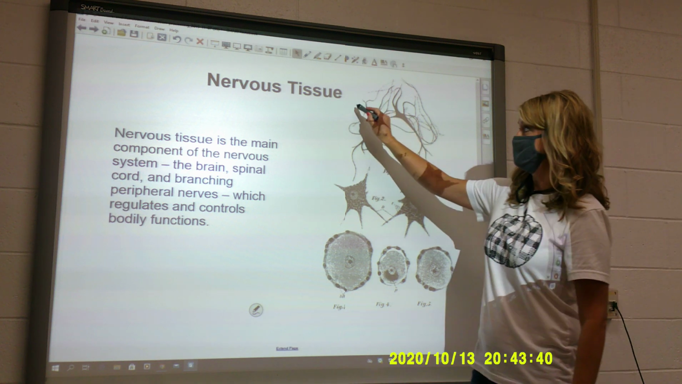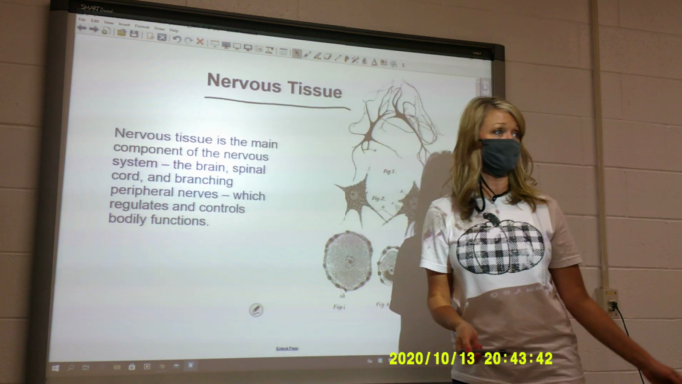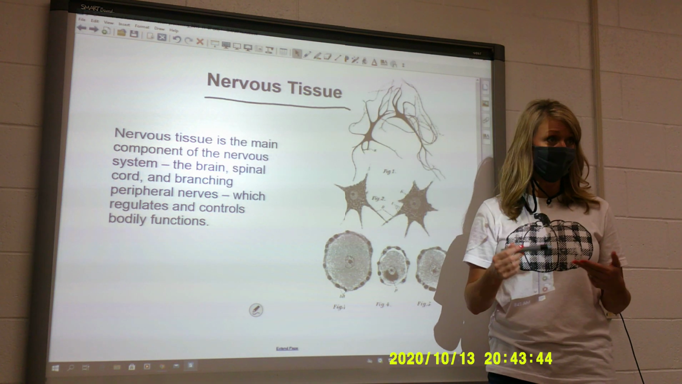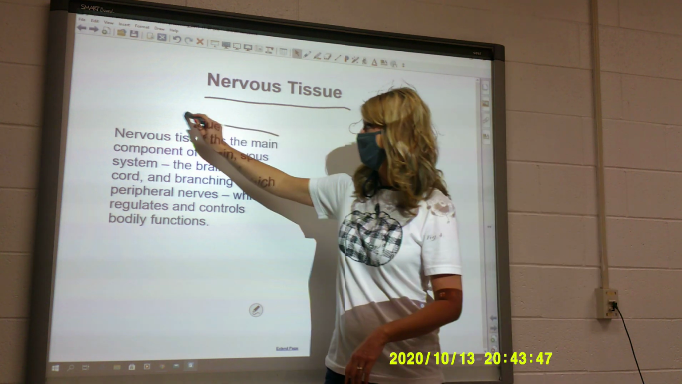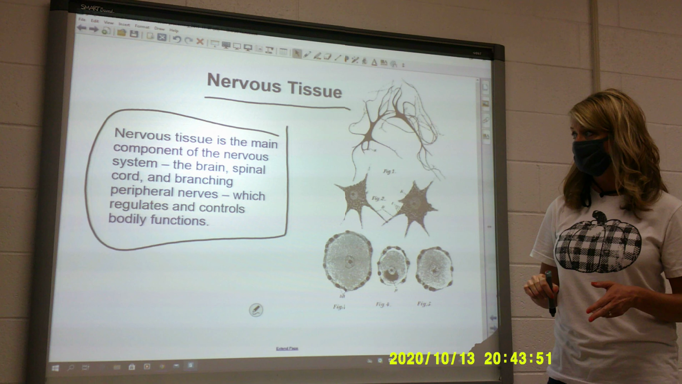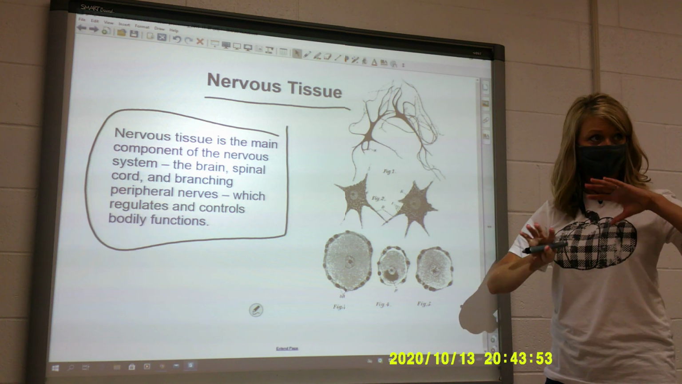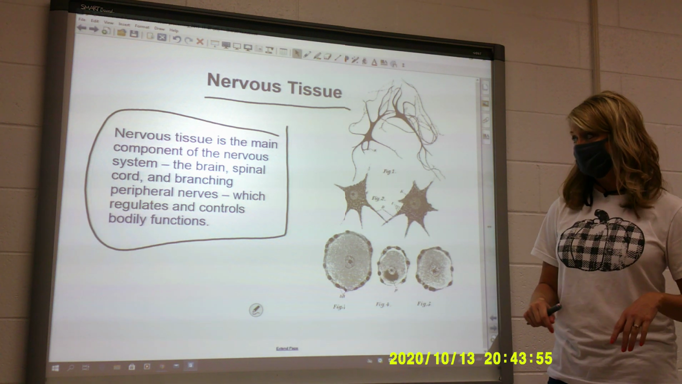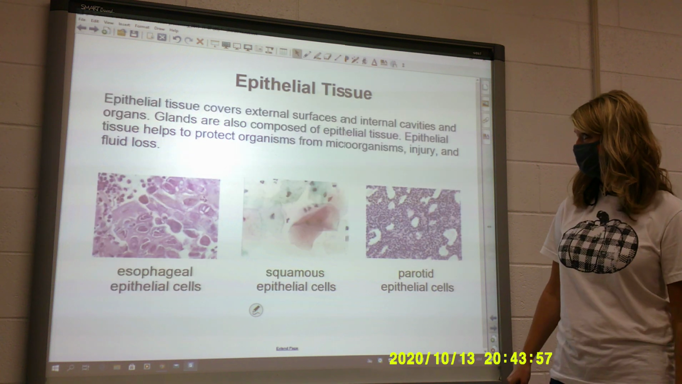Then you have nervous tissue. It's located in your nervous system, your brain, your nerves, your spinal cord. Nervous tissue is the main component of the nervous system: brain, spinal cord, and then the nerves that branch out from your spinal cord, which regulates and controls body functions.